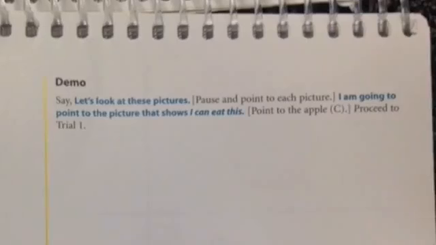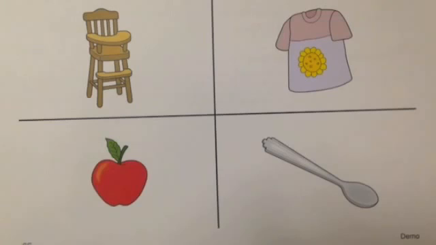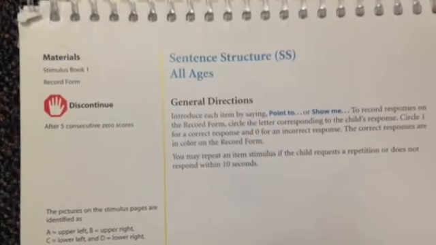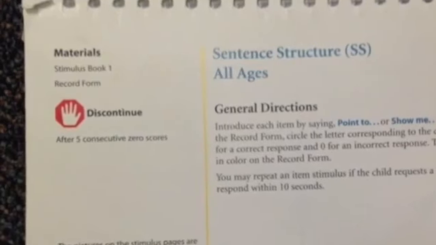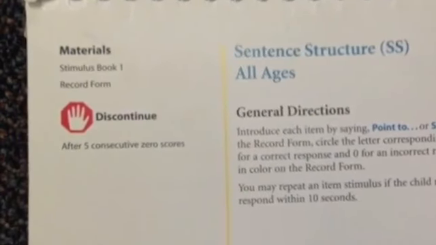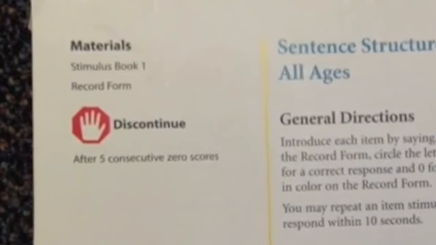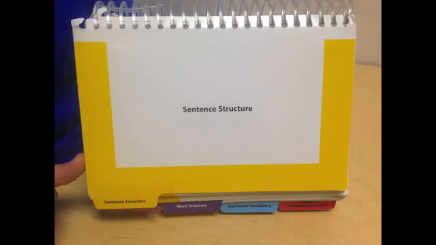The CELF P2 is unique in that it provides the child with first a demonstration of each task and then 2 trials so they have an opportunity to become familiarized with each subtest. In addition, the CELF P2 has what is referred to as the discontinue rule. This enables the examiner to discontinue a subtest if the child receives a specific number of consecutive 0 scores. This allows for a more time-efficient test administration for both the examiner and the child.